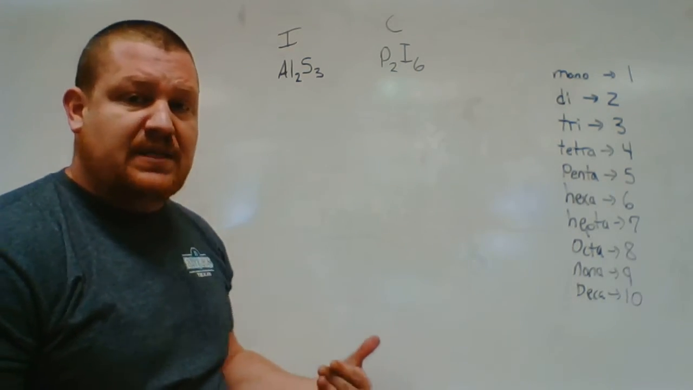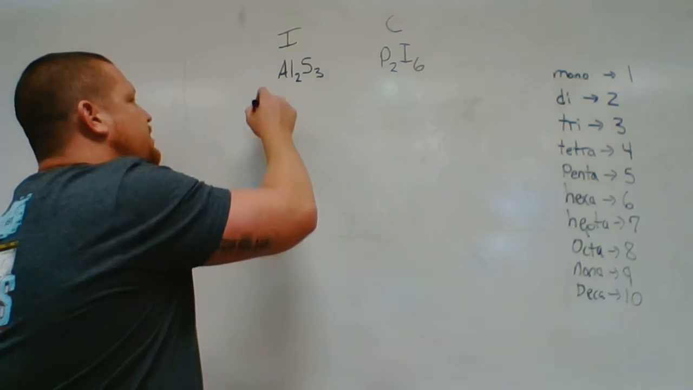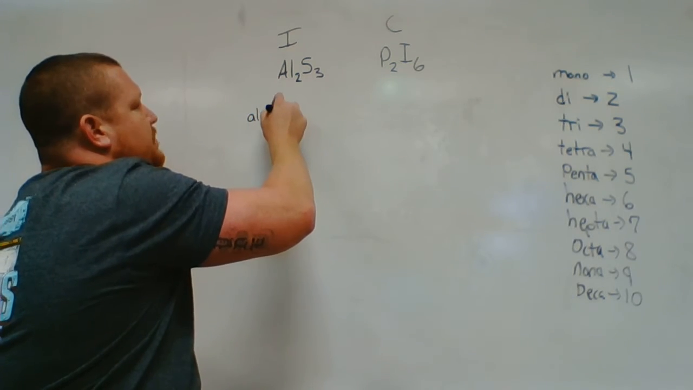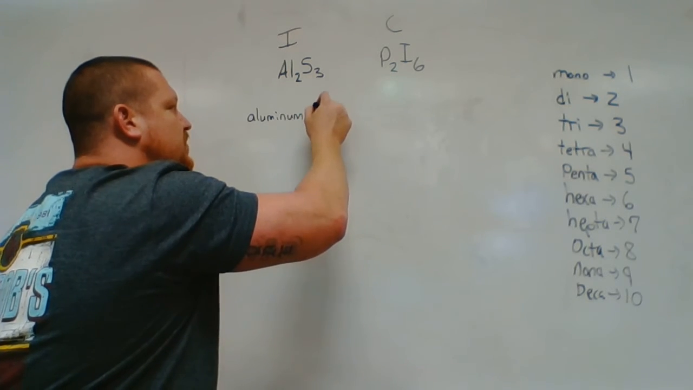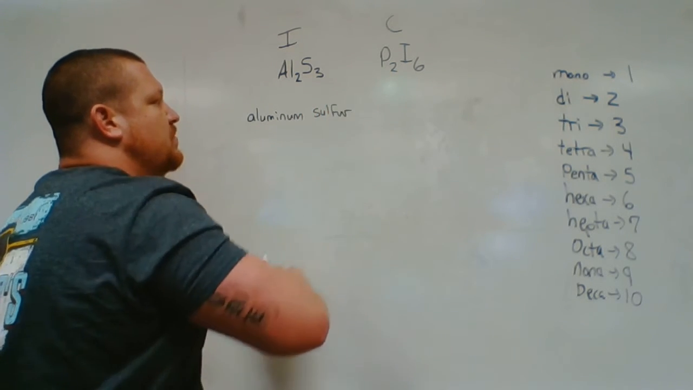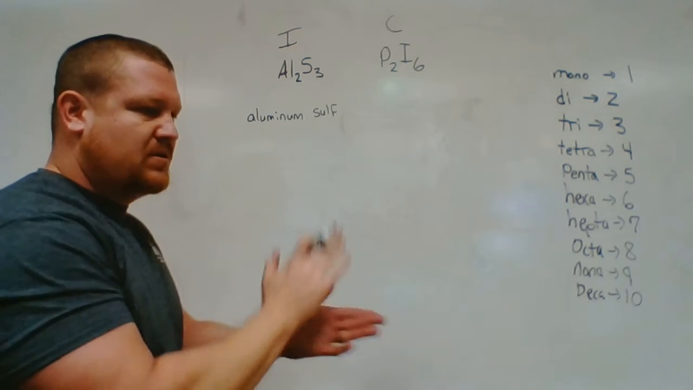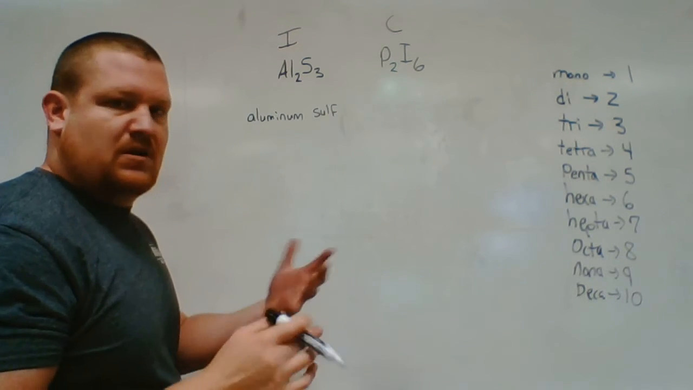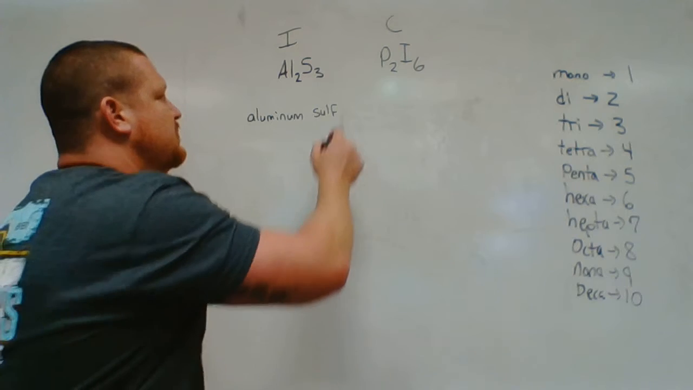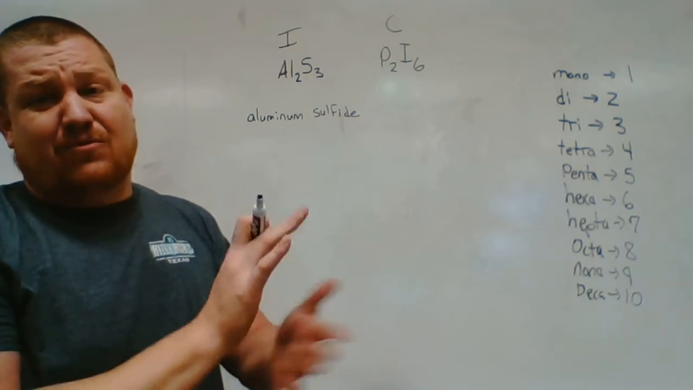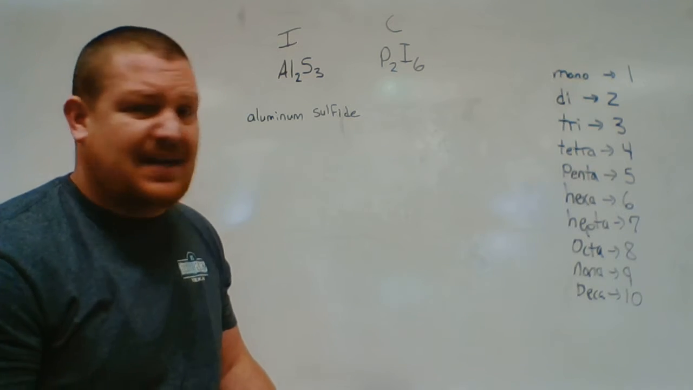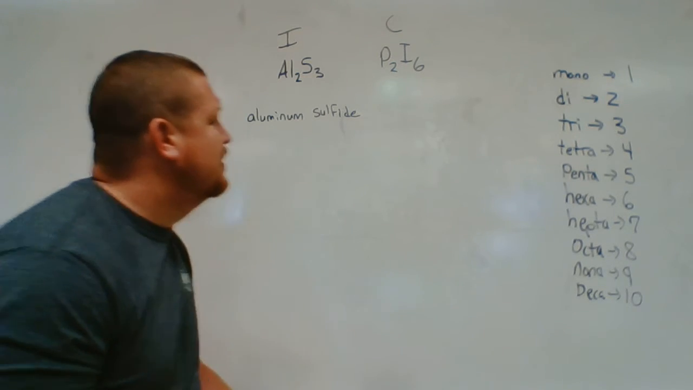All right, so check it out. What we're going to do when we name this, we're just going to write the metal name, aluminum. Then we're going to write the non-metal name, sulfur, and change the ending to ide. Sulfide. I'm not a good phonics guy. I remember learning how to do that a long time ago with clapping when we sound out words. I feel like it works.